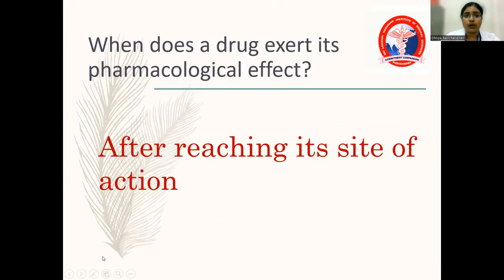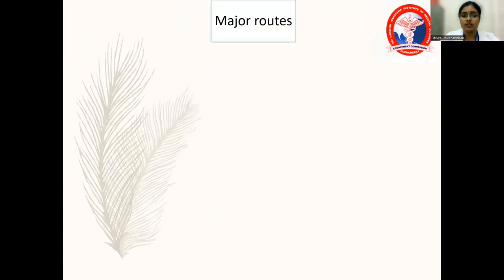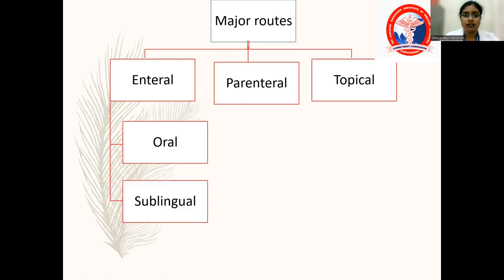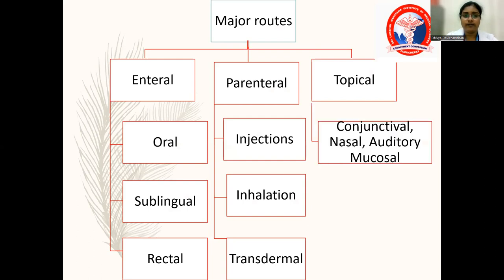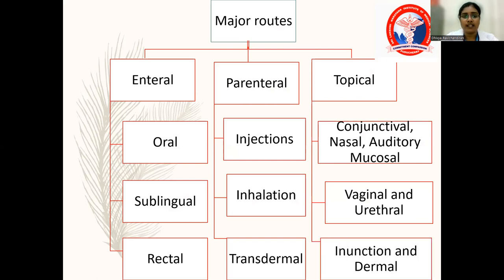Okay. So coming to the topic, when does a drug exert its pharmacological effect? You all know that only when the drug reaches its site of action will it exert its pharmacological effect. The major routes of drug administration are enteral, parenteral, and topical. Under enteral, you have oral, sublingual, and rectal routes. Under parenteral, you have injections, inhalations, and transdermal. And under topical, you have conjunctival, nasal, auditory, mucosal areas, vaginal and urethral region, and dermal. So these are the main routes in which we can give different drugs according to their action and absorption.